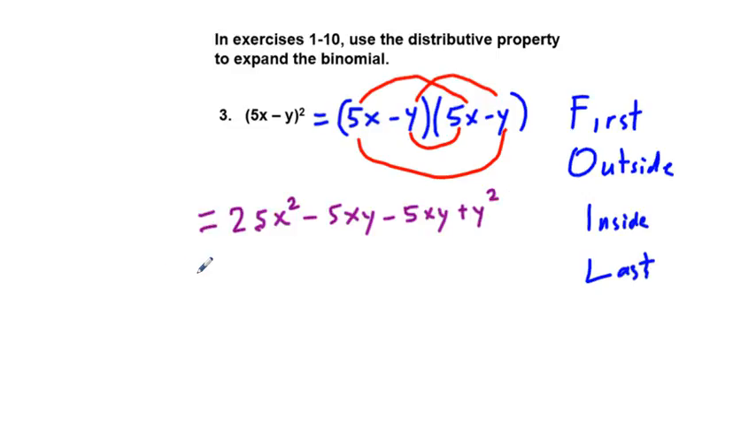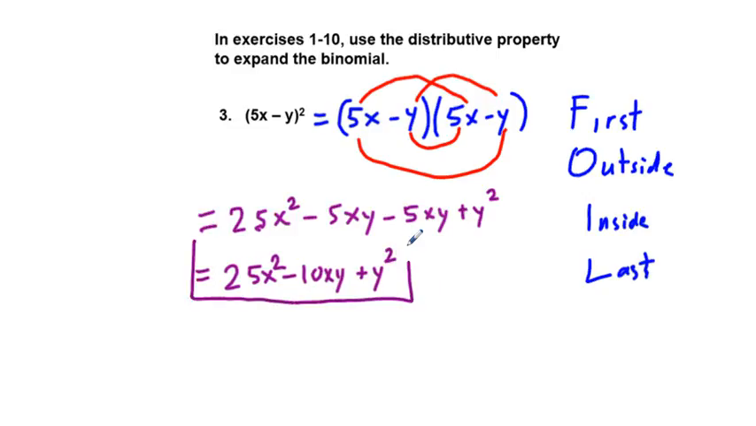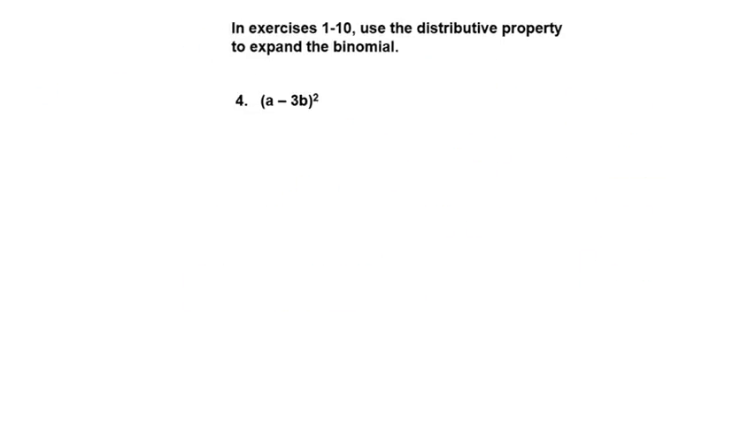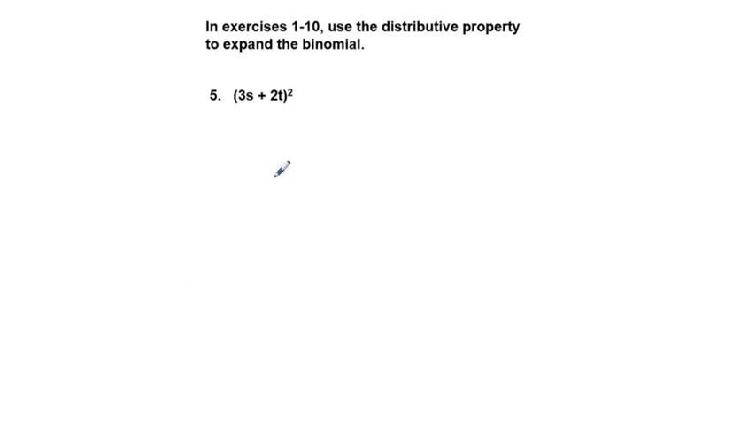And combine our like terms, we have 25x squared minus 10xy plus y squared. And that's going to be problem number 3 worked out. Could have used a box method like I did in problem 1. Next we have 5, quantity 3s plus 2t squared.